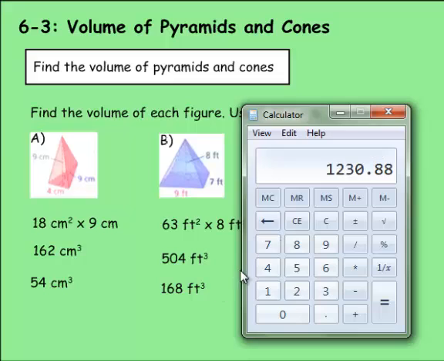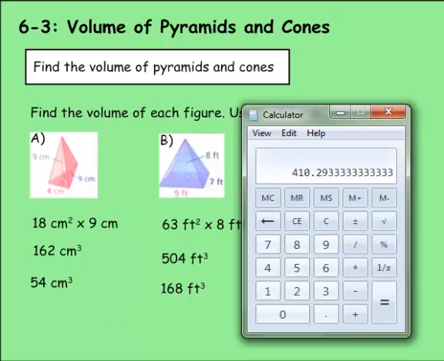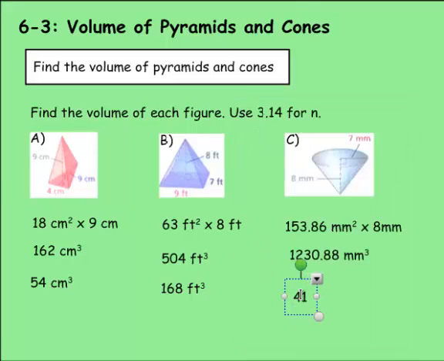So that would give us 1,230.88. That'd be millimeters cubed then. Then we need to divide this by 3 or multiply times 1/3. 410, and we're rounding to the nearest tenth here, so 410.3. So 410.3 millimeters cubed. So we multiplied the base times the height for all of these and then divided by 3 to give us our volume.